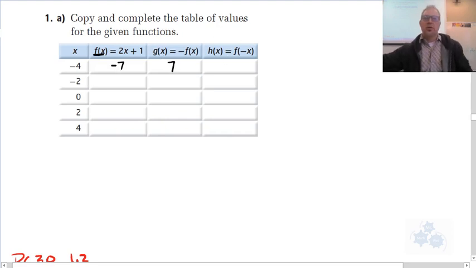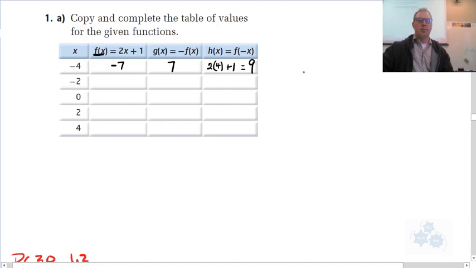Now this third column is a bit tricky in that the value for h of x, the third arbitrary function here, comes from the original function f of x when you put the negative value of the original x in. So this one here is 2 times the negative of this x. So 2 times positive 4 plus 1 equals 9. Okay? So for this one, you take the opposite of this x, because it's the original x times negative 1, and then you plug it in. Okay?